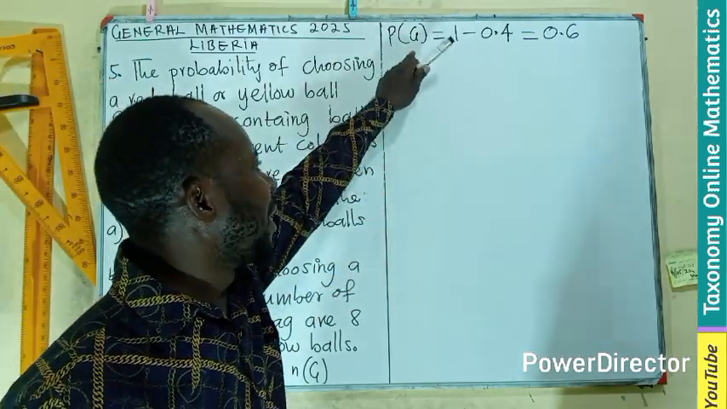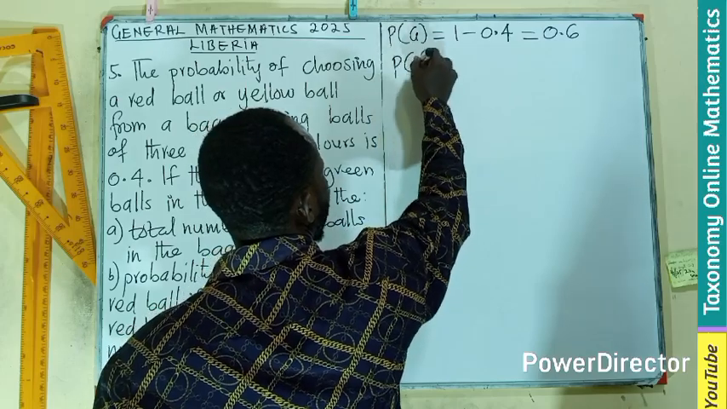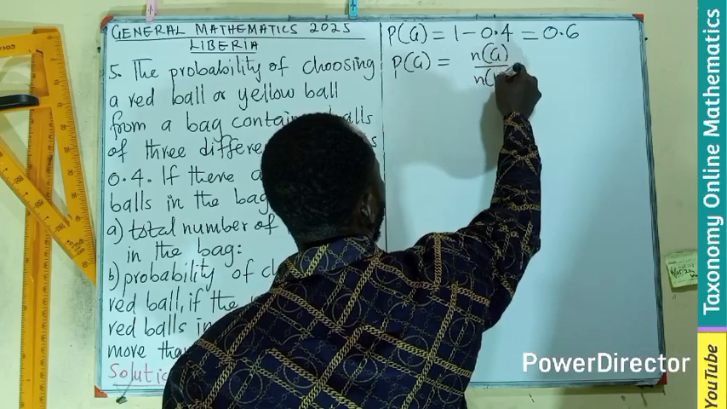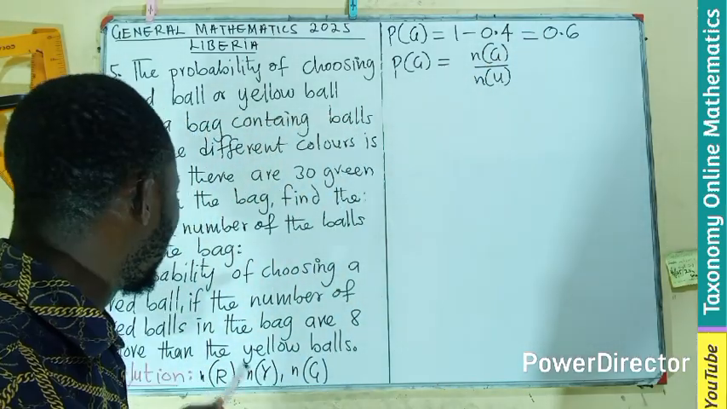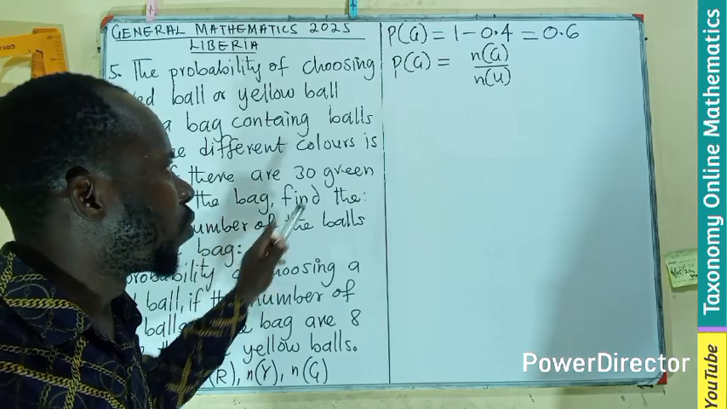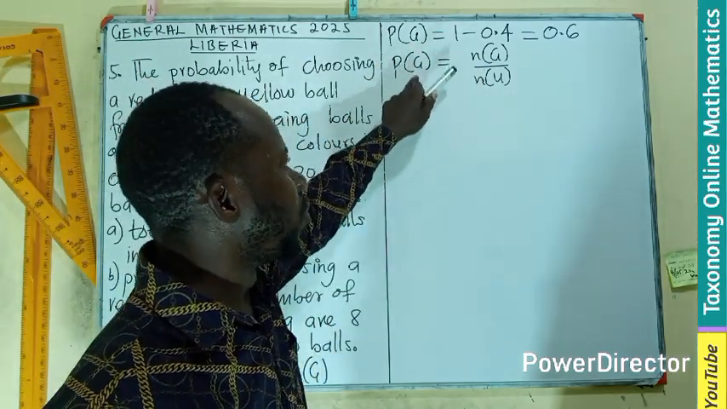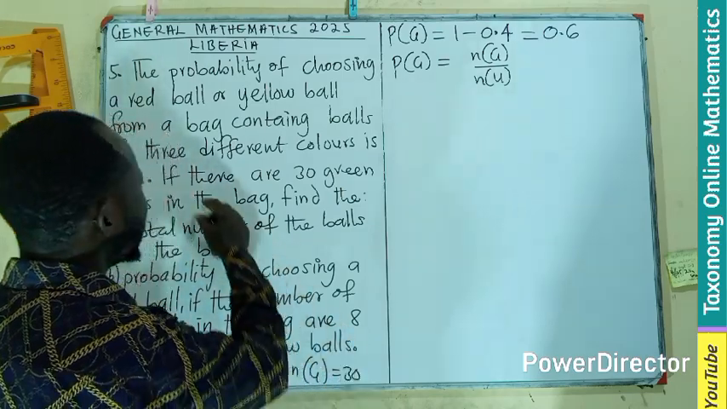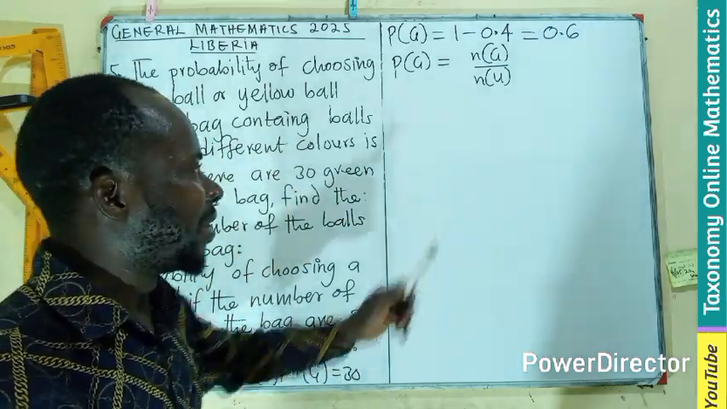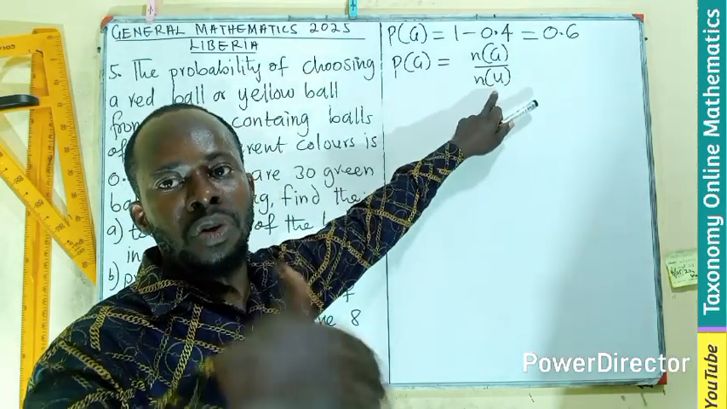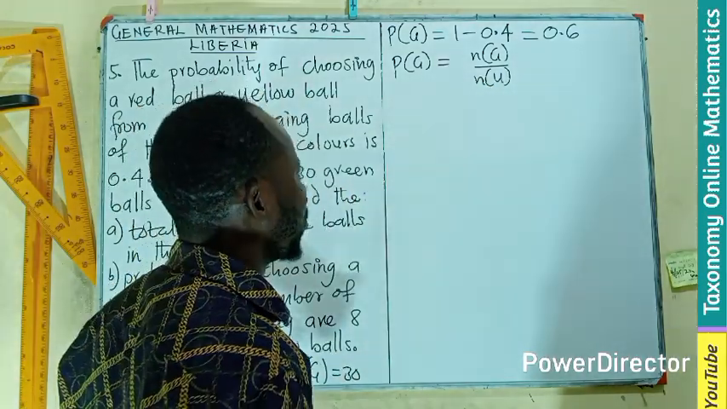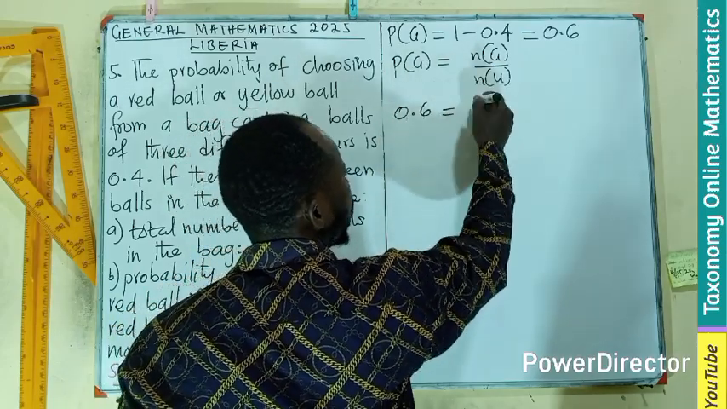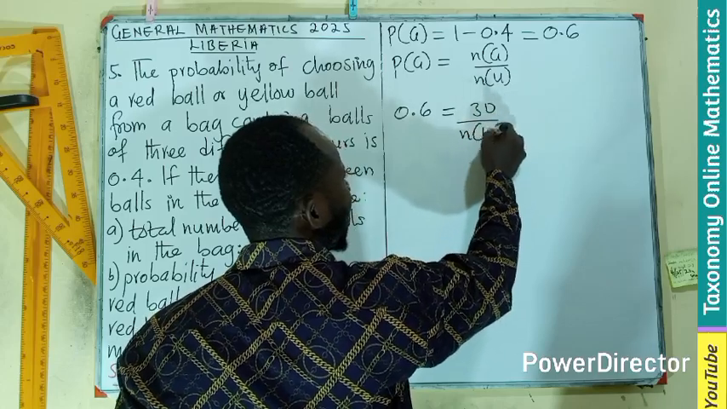Now, we can still say that the probability of green balls equals the number of green balls over the total sample, the total number of balls that we are asked to find that are in the bag. So from this equation, the probability is known, the number of green balls is known. Here we know it to be 30 from the question, 30 green balls. It is the universal set that we do not have in that equation. So we can do substitution. In place of this, I should have 0.6 equals 30 divided by the number of balls in the sample space.